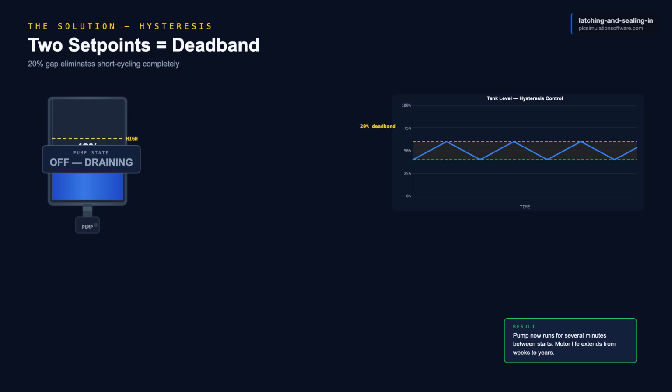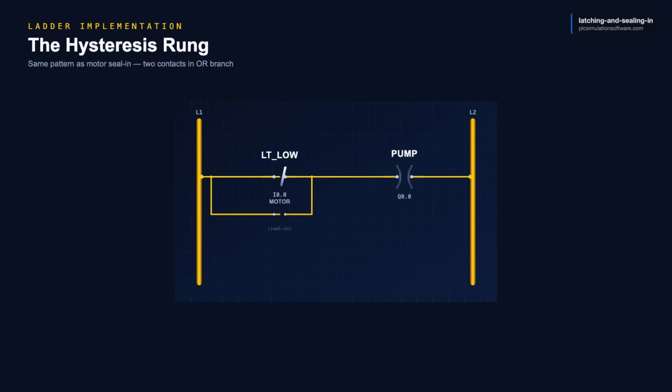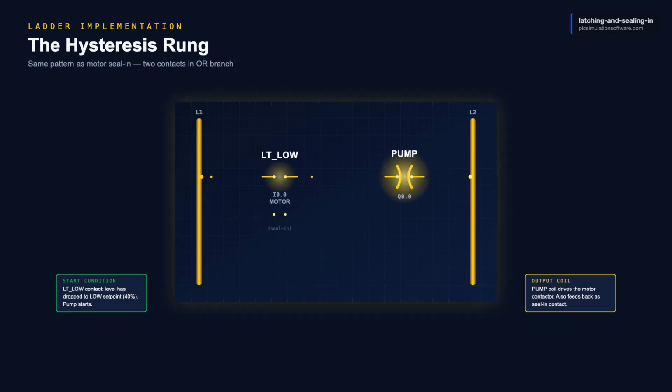The pump cycles slowly, once every few minutes or hours, depending on the tank size and the inflow and outflow rates. The pump survives. The contactors survive. The plant runs unattended for weeks instead of breaking every shift. The ladder implementation is a classic seal-in latch with two comparison inputs. Rung condition: level less than low, or pump running and level less than high, drives the pump coil. Two comparisons separated by a parallel branch in the ladder.